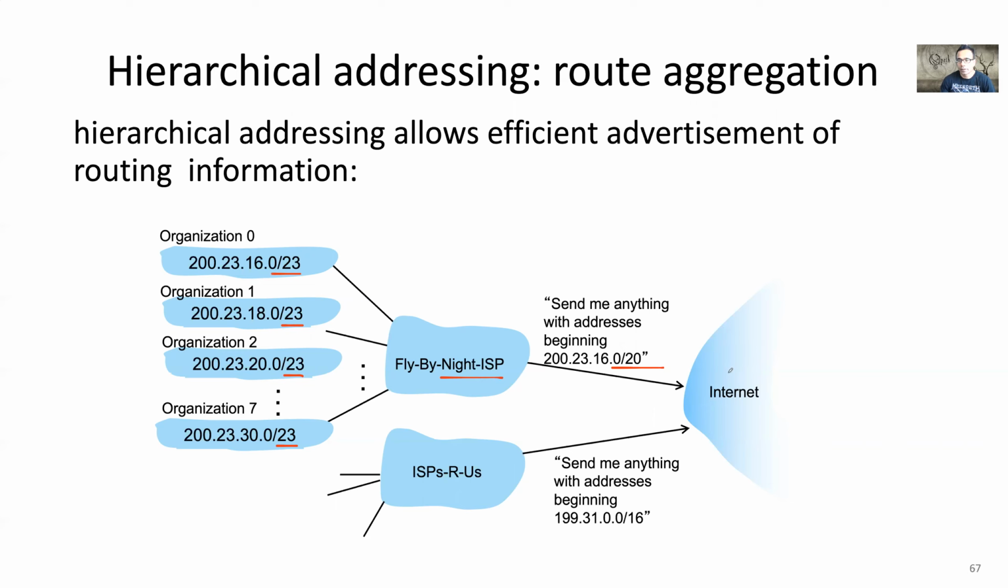So this way, when any other routers on the internet want to send data to any of these organizations, they would send it this way. And then this ISP itself can figure out where it should go, right? Because it knows the specific subblocks. But the rest of the internet doesn't really need to know all these subblocks. They only need to know this larger block, right?